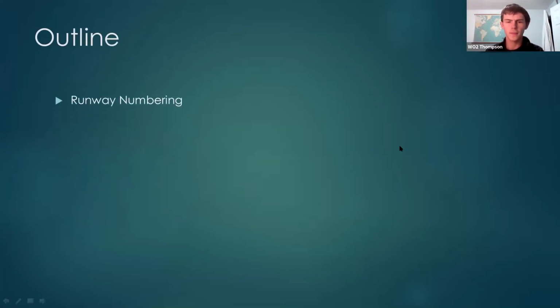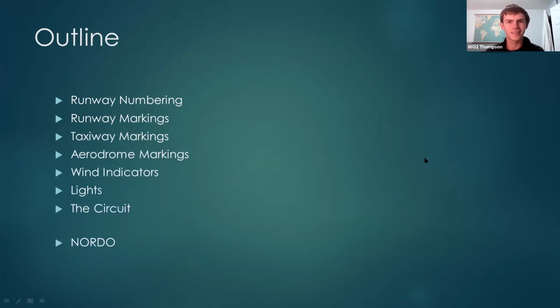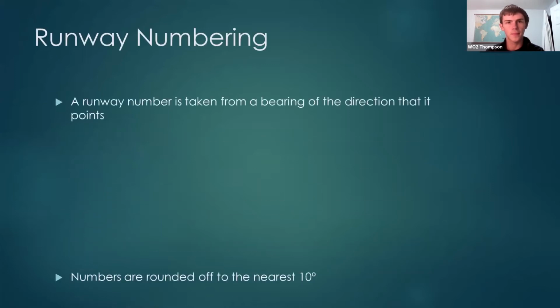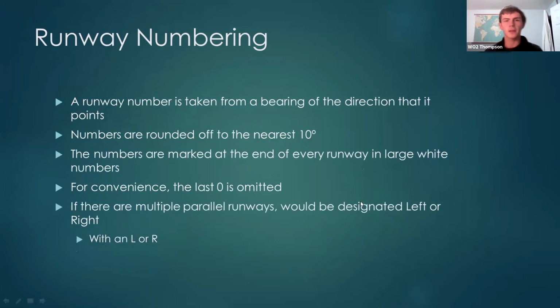Runway numbering. So those are ordered magnetically. Oh, this is just the outline. You can tell I didn't present this one. So rounded to the nearest 10 degrees, so you only need 2 numbers. And the last, there can be left and right to designate parallel runways.